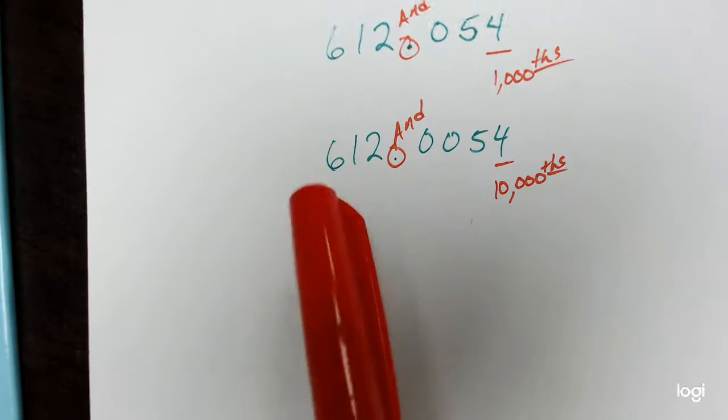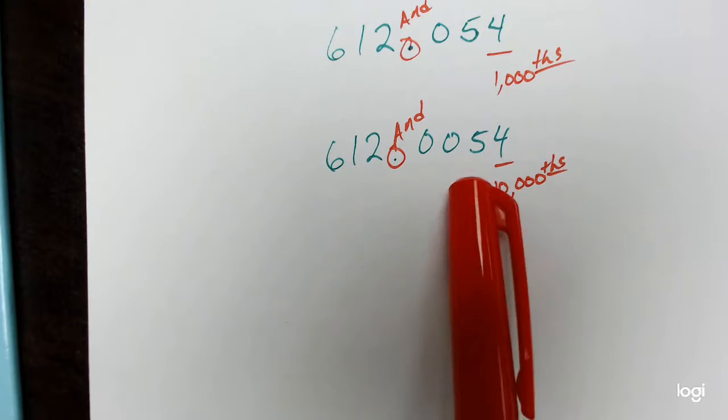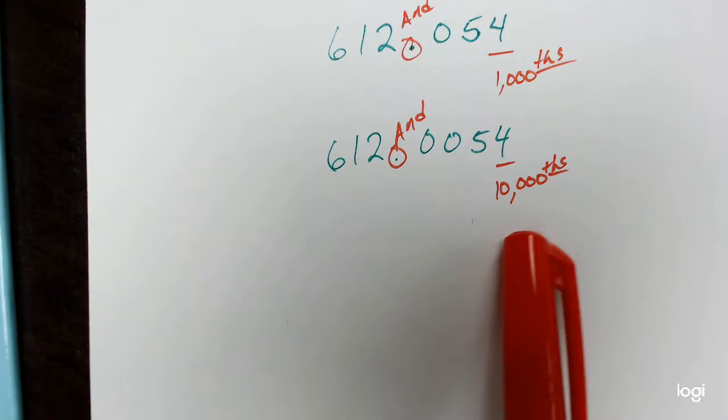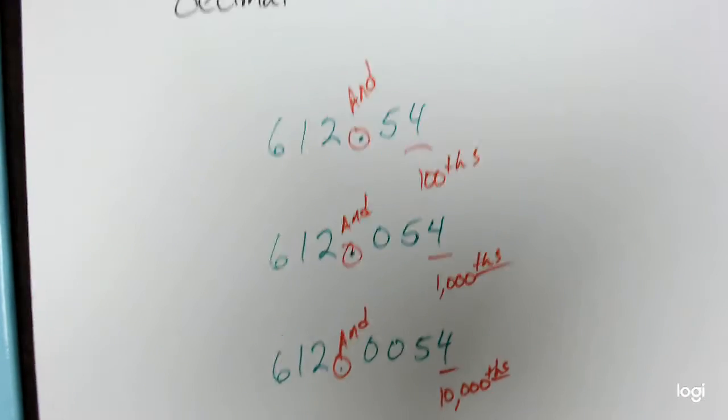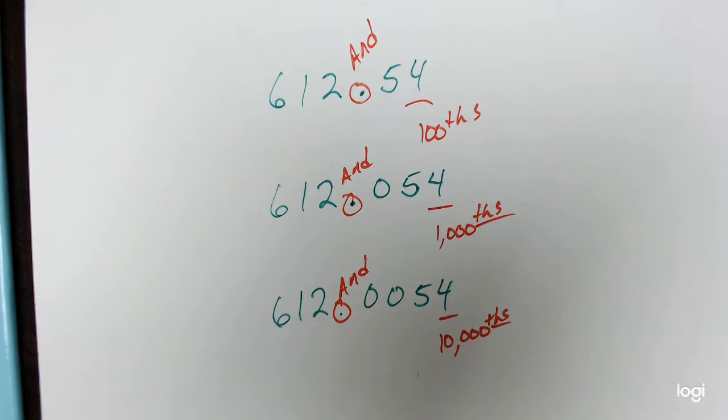So I would read this as 612 and 54 ten-thousandths. Now, how do I write all of these in words?